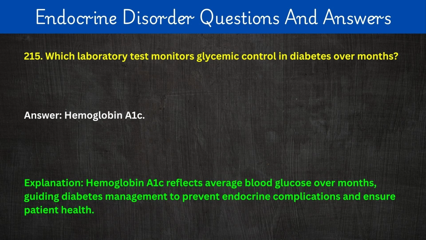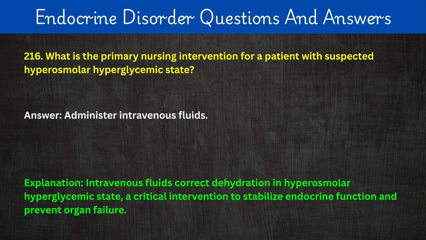215. Which laboratory test monitors glycemic control in diabetes over months? Answer: hemoglobin A1C. Explanation: hemoglobin A1C reflects average blood glucose over months, guiding diabetes management to prevent endocrine complications and ensure patient health.